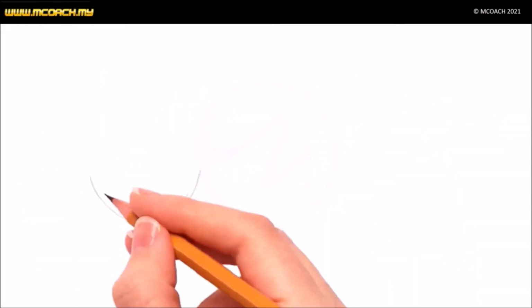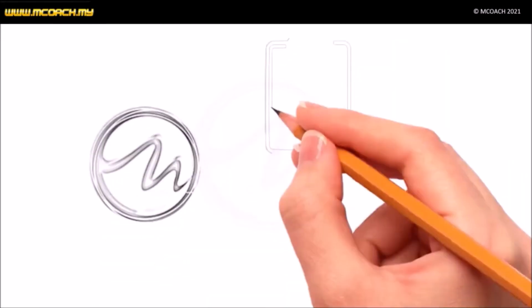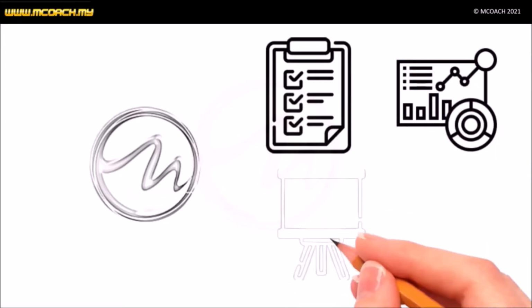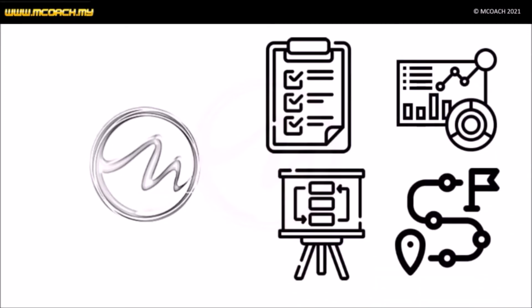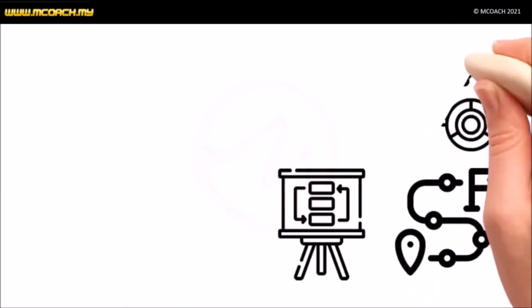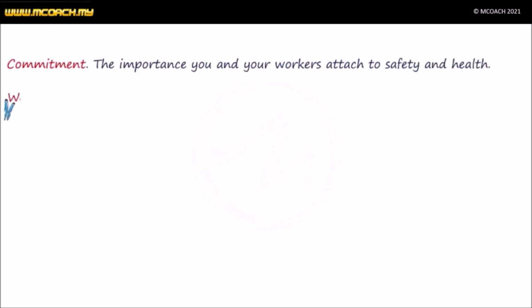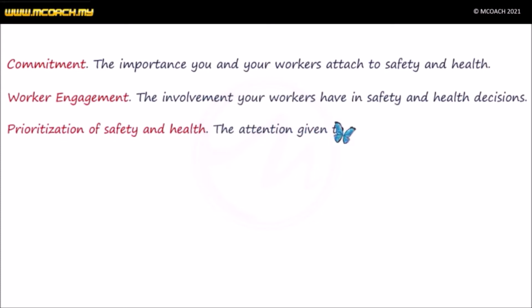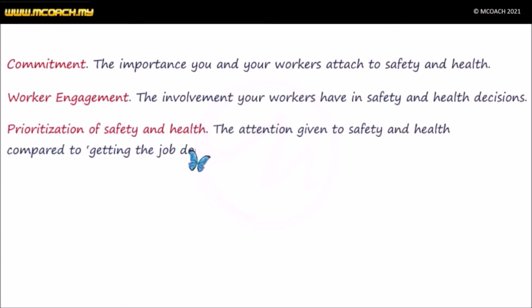The program that we are going to discuss here has taken care of identifying questions, data collection and analysis, as well as suggested conclusions and action plan. The tool includes 6 important aspects in safety and health. Commitment, which indicates the importance you and your workers attach to safety and health. Worker engagement, which describes the involvement your workers have in safety and health decisions. Prioritization of safety and health, which shows the attention given to safety and health compared to getting the job done.